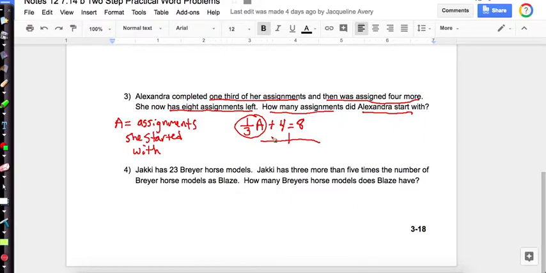The opposite of adding 4 is subtracting 4. So 1/3 A equals 8 minus 4 is 4. Now remember, to get rid of a fraction, we use the inverse. The inverse of 1/3 is 3 over 1, and 3 divided by 1 is just 3. So I'm going to multiply both sides by 3. So that gives me a 1 in disguise. So A equals 4 times 3. Good, 12 assignments.